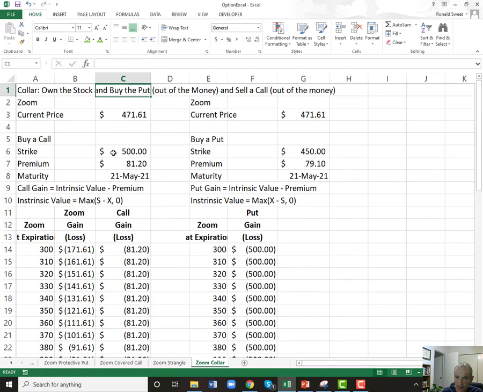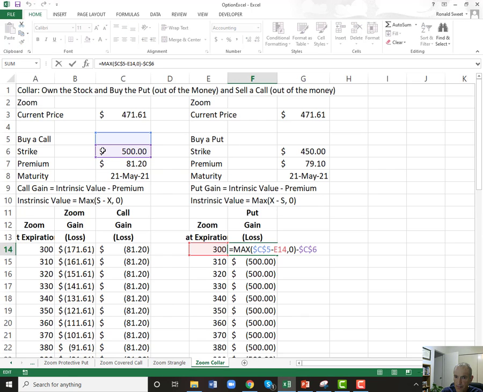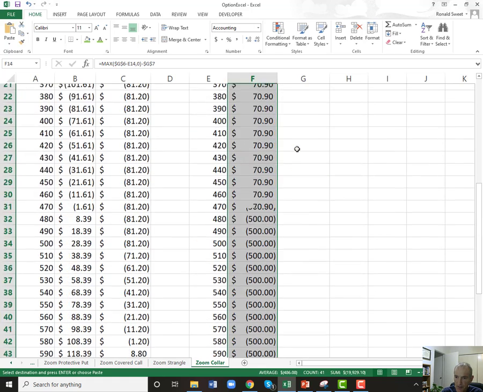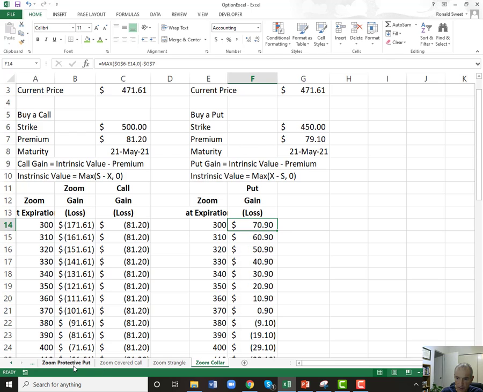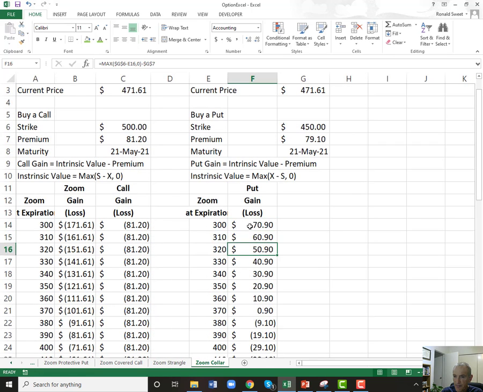So obviously the stock falls, we just lose the premium, the 81.20. And then here, it should be the exact same thing we got on the put. So you look at the put: 70.90, 70.90, 60.90, 70.90, 60.90. So there we have all of our pieces. And so all we've got to do is do the collar.